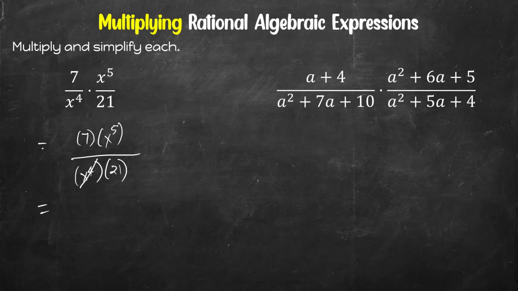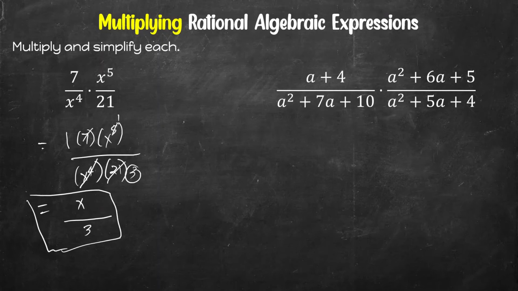Si x raised to 5, kay x raised to 5, because x raised to 5 divided by x raised to 4 is simply x. So, magiging 1 na lang yung exponent nun. Si 7 and 21 are both divisible by 7. 7 divided by 7 is 1. 21 divided by 7 is 3. So, basically, ang matitira na lang sa atin ay 1 times x raised to 1, is simply x, divided by 3 or over 3.